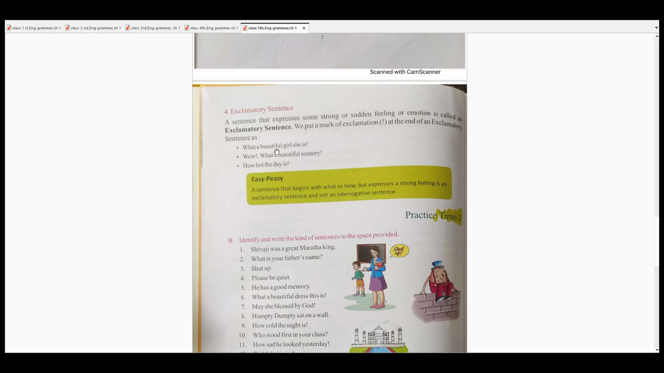What a beautiful girl she is. If some girl sees another beautiful girl, what does she say? What a beautiful girl she is. So she expresses her emotion towards the other girl and says what a beautiful girl she is, right?